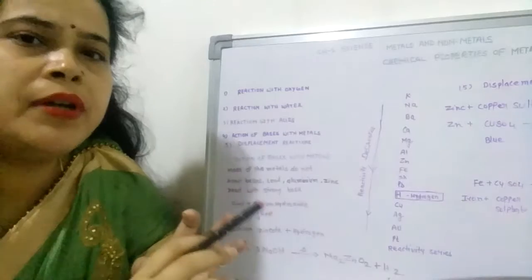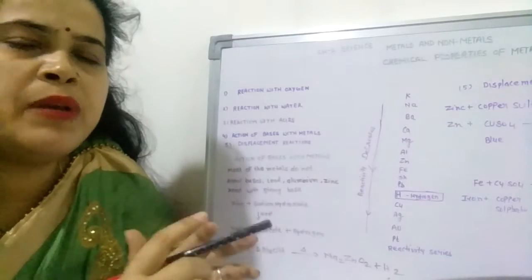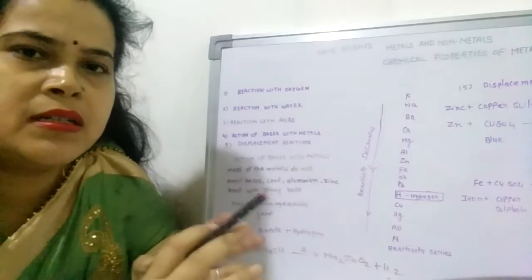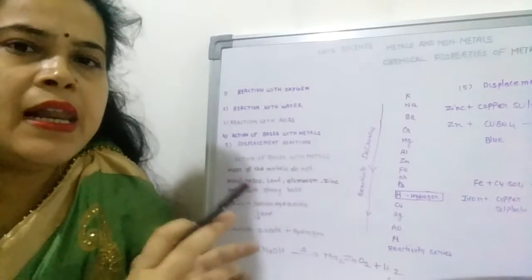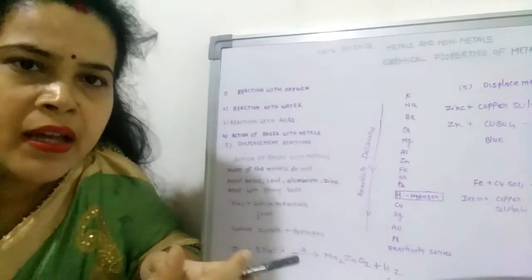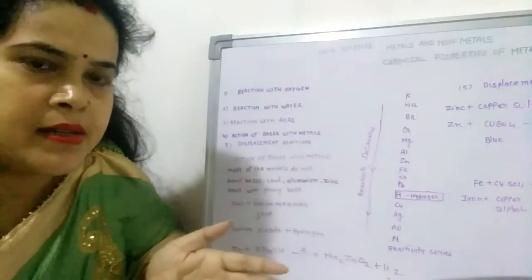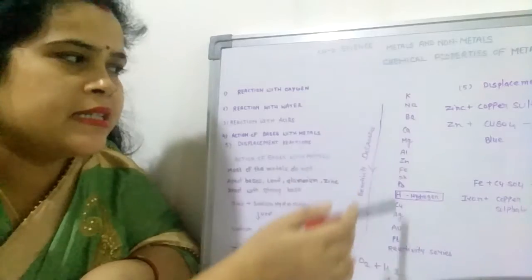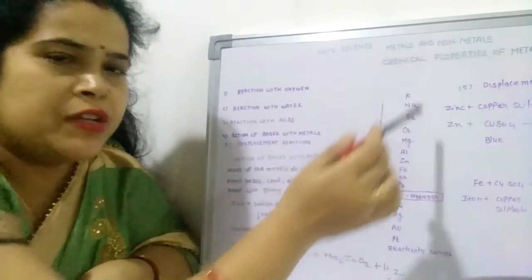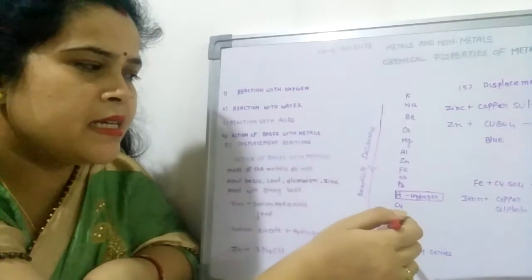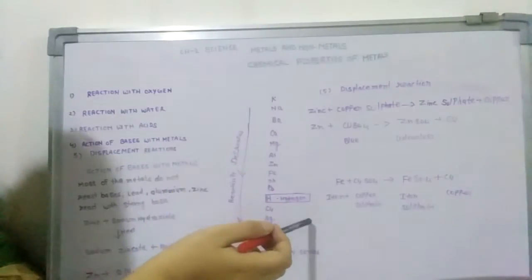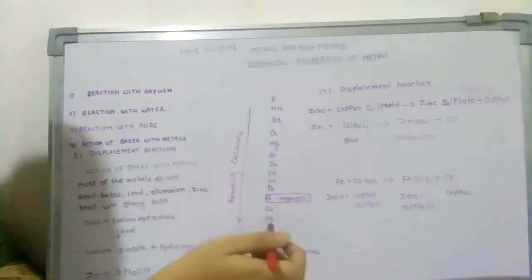So it is important to know how the displacement reaction occurs. In the displacement reaction, a highly reactive metal displaces less reactive metals. So how do we identify the highly reactive metals? With the reactivity series. This series is given in your book on page number 52. It is the reactivity series. Here the center atom is hydrogen. With reference to hydrogen, we can form this reactivity series.